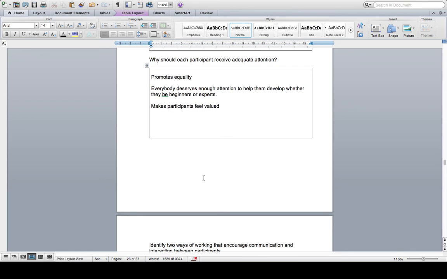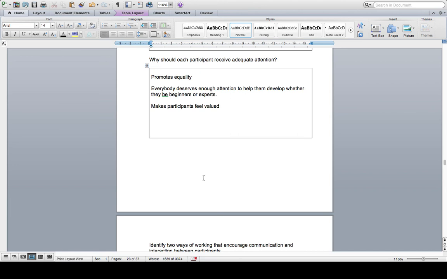Why should each participant receive adequate attention? Let's say you've got a group of 5 here. You need to make sure that you spend an adequate amount of time with everyone. That doesn't mean spending the exact same amount of time with everybody, because as we've said before, individuals have different needs. Adequate means, does it fit their needs? Are you spending enough time for their needs?